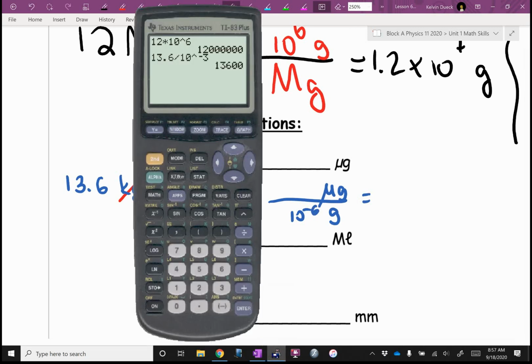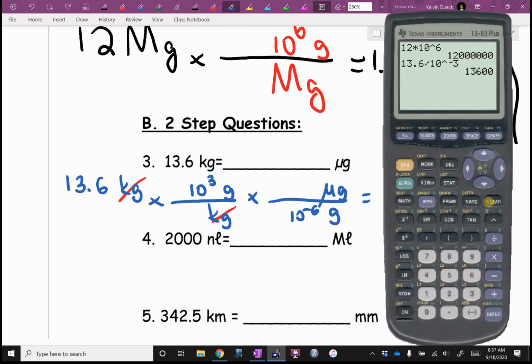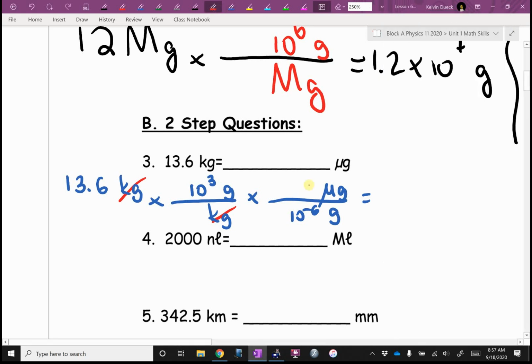So get your calculator out. It's going to be 13.6 times 10 to the 3 divided by 10 to the negative 6. Oh, by the way, also technically there's a 1 there and a 1 there. Does multiplying by 1 or dividing by 1 change our answer at all? We're going to skip the 1s then, okay?